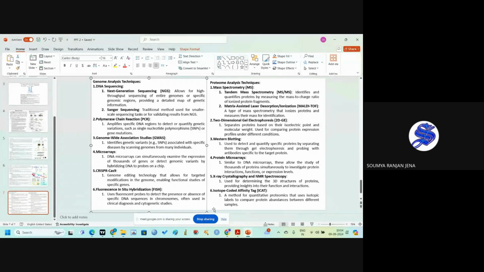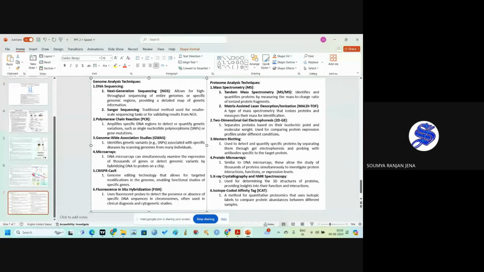Then in proteome analysis techniques, the first one is mass spectrometry. In mass spectrometry, that is standard mass spectrometry, it identifies and quantifies protein by measuring the mass to charge ratio of ionized protein fragments. As we described, large protein molecules move slower, as well as small protein molecules move faster. By this mass to charge movement, we can detect particular protein molecular weight, different molecular weight proteins.